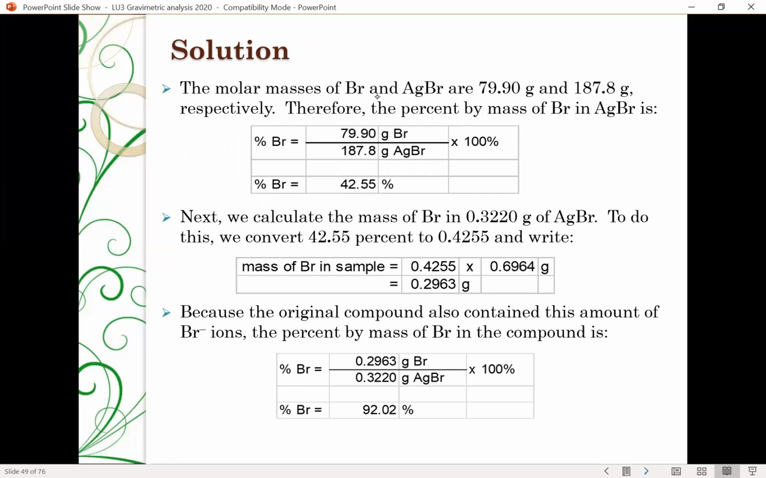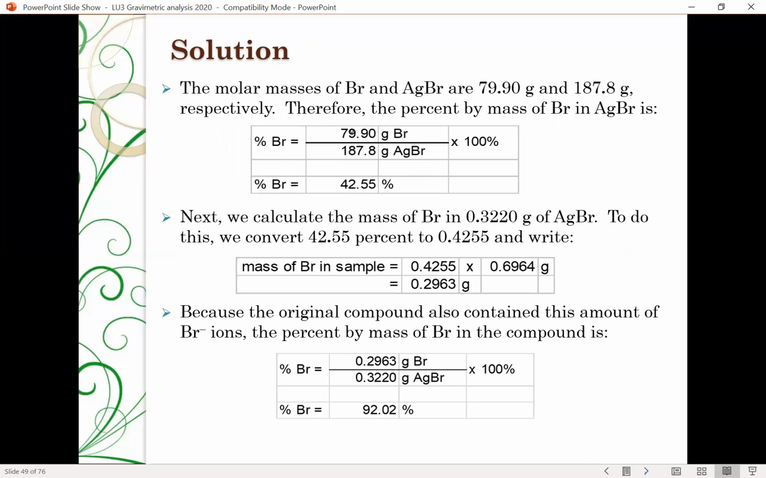Let's look at the solution here. The molar masses of Br and AgBr are given. When you do the calculation, you have to take into account whether the upper term and the lower term are already balanced or not. In this case, it is balanced, because in AgBr you have 1 mole of Ag and 1 mole of Br. At the upper term, you have only Br, which is the analyte that you are looking for. So they are balanced, and you don't have to add any coefficient in front of the upper or the lower term.